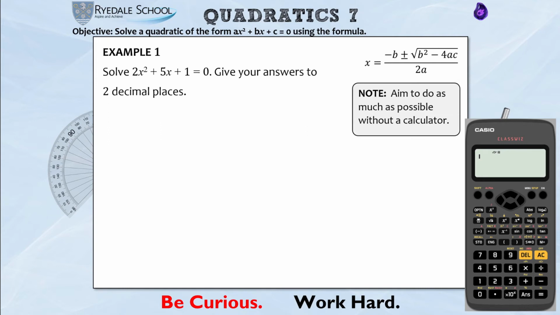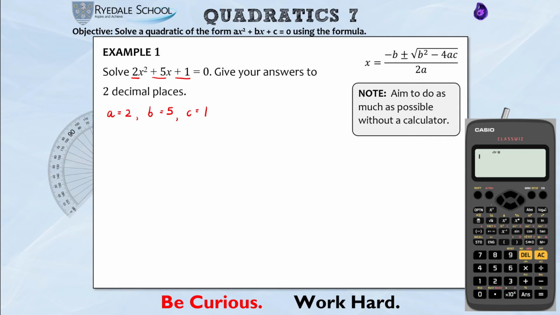So, where to begin? Well, the first thing to do is establish what values are A, B, and C. And I would always write this down first. So I know that A is the number of x squareds, 2. B is the number of x's, and that is positive 5. So I will write down 5. And C is positive 1, the number by itself. So C equals 1.